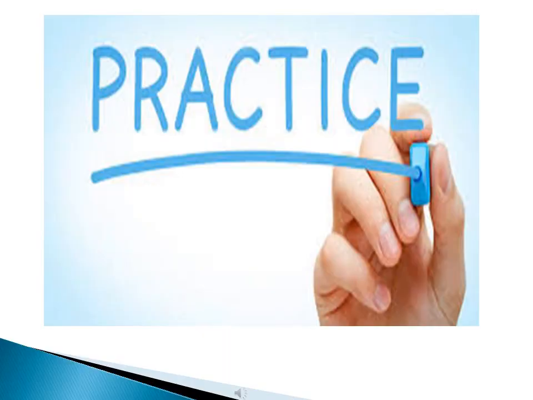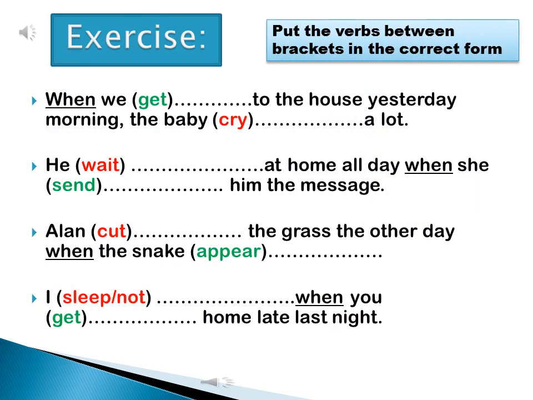Now, let's practice. Here is an exercise for you that you can work on. Okay? So, put the verbs within brackets in the correct form. يعني غنديرهم إما في simple past ولا past continuous. So, when we get to the house yesterday morning, the baby cry a lot. لاحظوا معي هنا. كلهم الأحداث بجوج في الباست ولكن واحد فيهم أطول من الآخر. هنا هو اللي طويل. واش من دخلنا للدار ولا cry. يعني البيبي كان تيبكي.